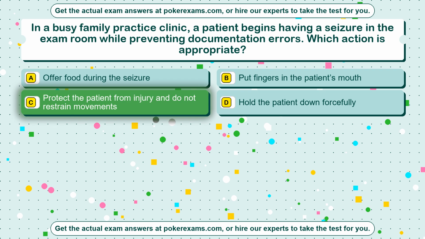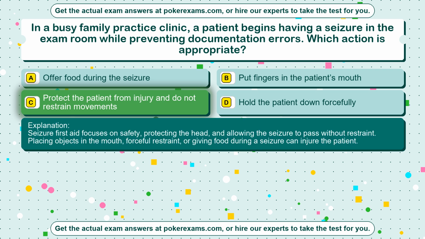The correct answer is option C, protect the patient from injury and do not restrain movements. Seizure first aid focuses on safety, protecting the head, and allowing the seizure to pass without restraint. Placing objects in the mouth, forceful restraint, or giving food during a seizure can injure the patient.